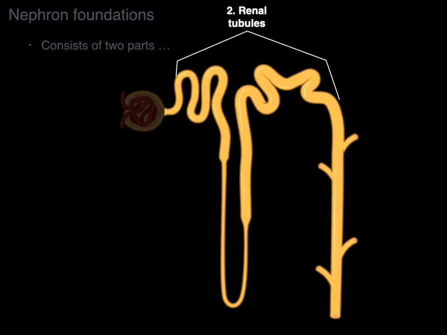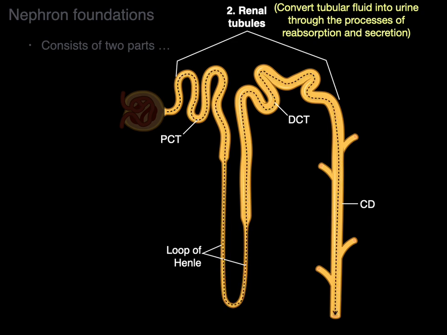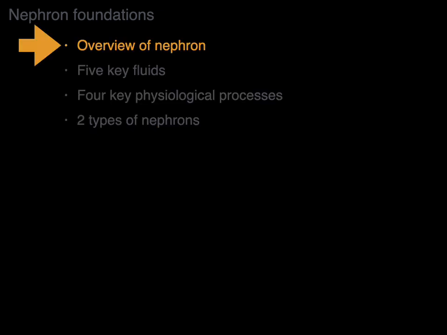Here's the second part of a nephron. They are the renal tubules. And these tubules convert the tubular fluid into urine through the processes of reabsorption and secretion. So there's the proximal tubule, the loop of Henle, the distal tubule, and the collecting ducts. As the tubular fluid is flowing through those renal tubules, we reabsorb 99% of the water and solutes back into the bloodstream. And we excrete only 1% of that original filtrate as urine.